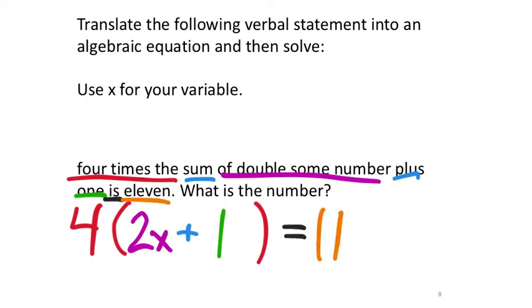Okay, so there we go. We got a nice equation going for us right there, and that's the equation that we need to solve for the number. And again, you're going to have to type this in. You're going to have to use parentheses to type it in. But yeah, you're going to need those.